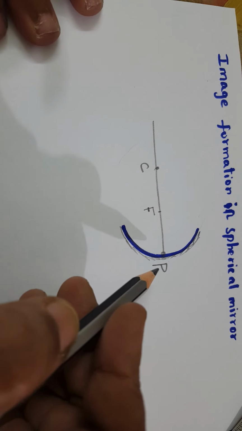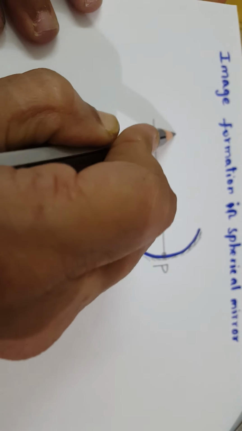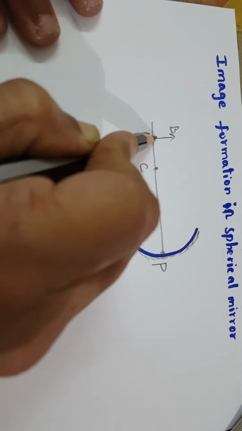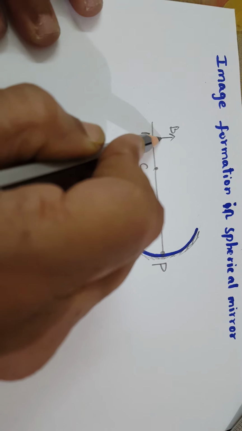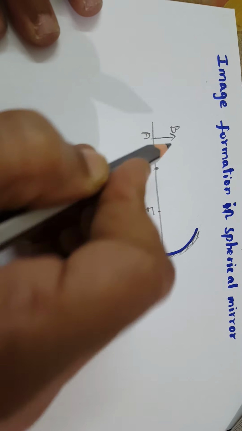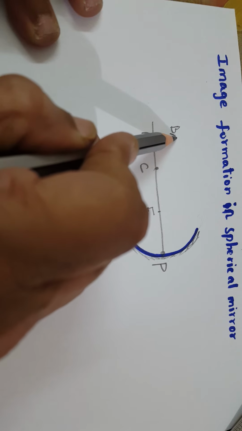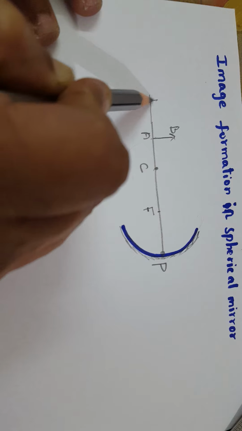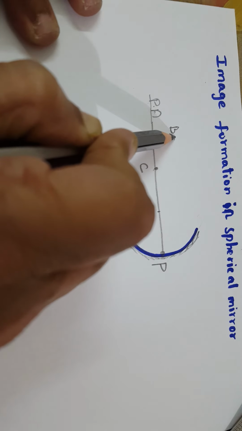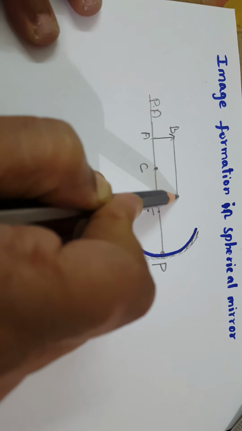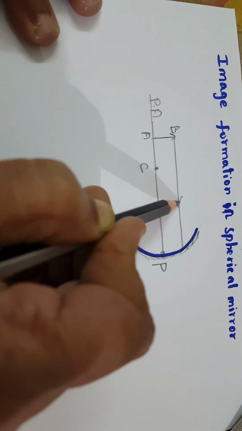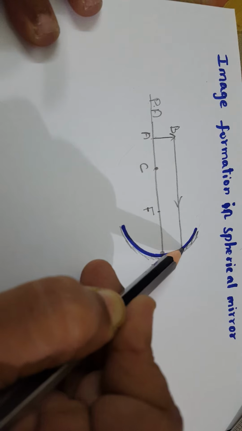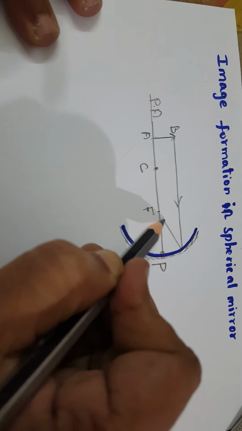Now I will draw the object. AB is the object. So imagine you are standing in front of the mirror. You are standing at this point. This is your head, this is your foot. Now the light ray will travel. This is principal axis, light ray parallel to the principal axis, right? Light ray is parallel to the principal axis. After reflection on the mirror, it will pass through the focus.